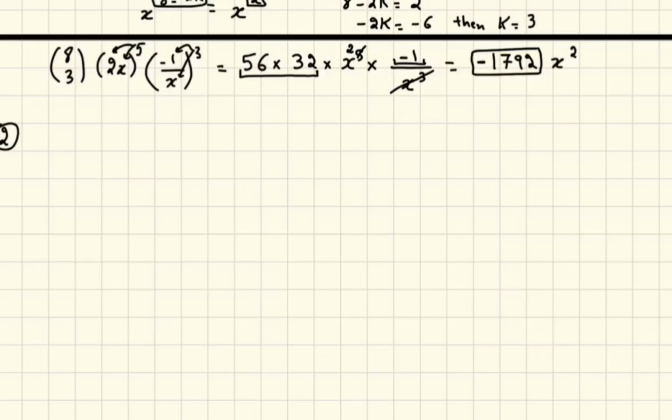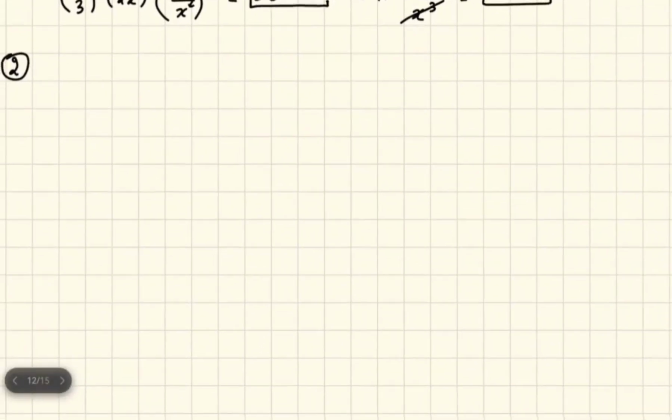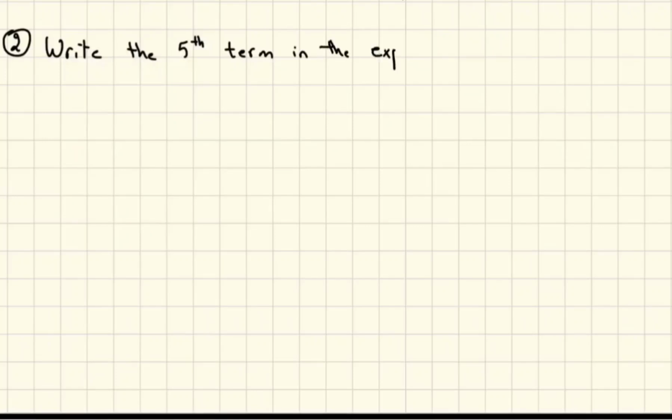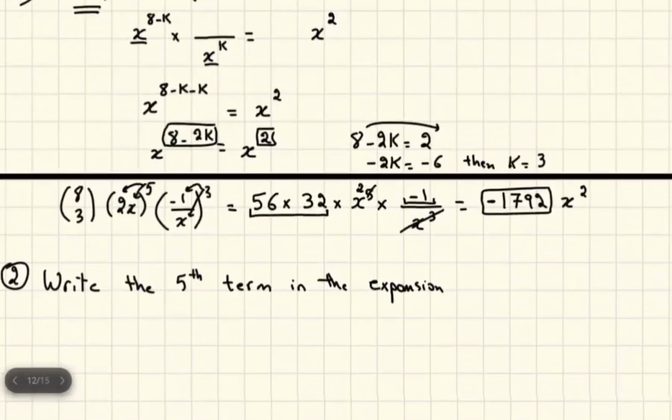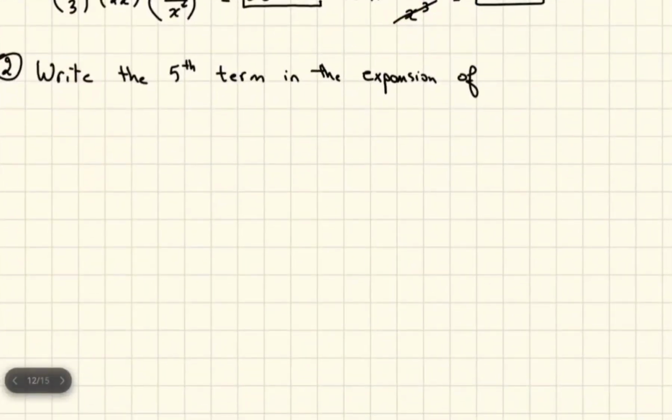Alright, number 2. They might ask you in a question: write the fifth term in the expansion of (1 plus 3x) exponent 7.